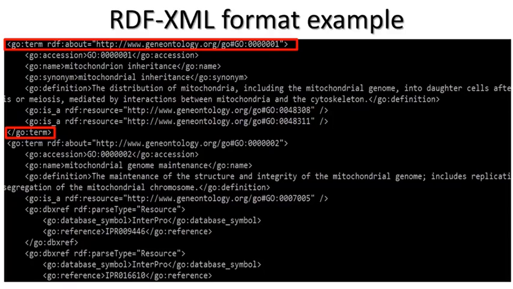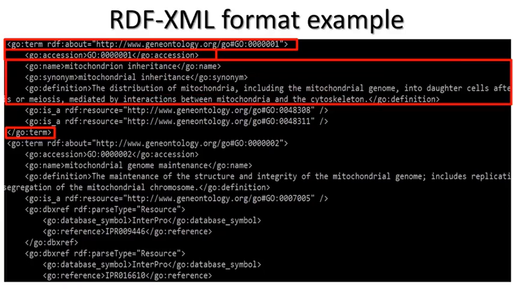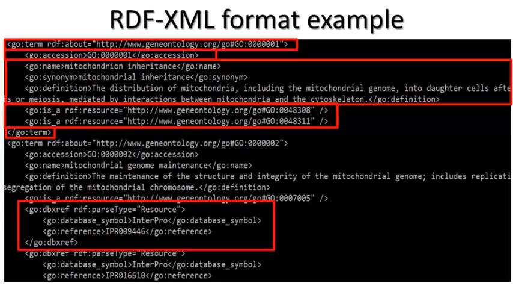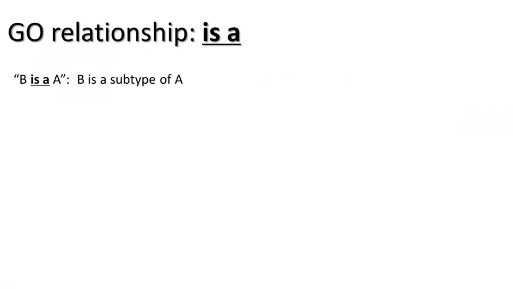You may notice that this structure looks very similar to an HTML file as well. The GO accession number is given here between go-accession and slash go-accession. The name, synonyms, and definition are given here. The relationships to other terms are specified here. In the second term shown here, the cross-reference to its corresponding entry in the InterPro database is specified as IPR009446. The definition of relationship deserves a closer look.